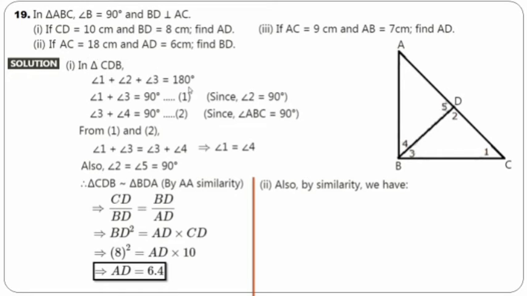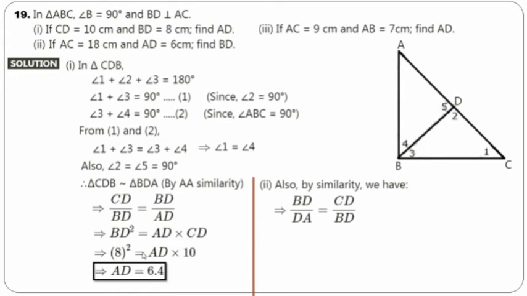I'll just show you number 2. Given is AC equals 18, and AC, where is AC? AC is 18, AD is 6, so you have to find BD, so that is BD is this one.